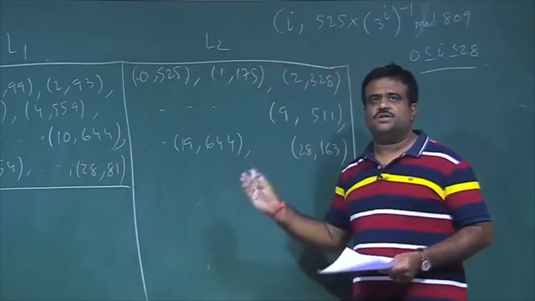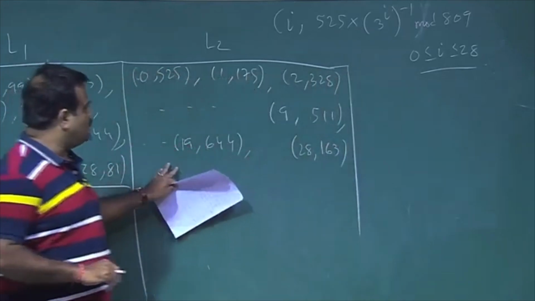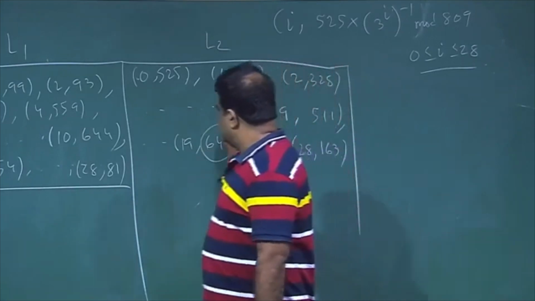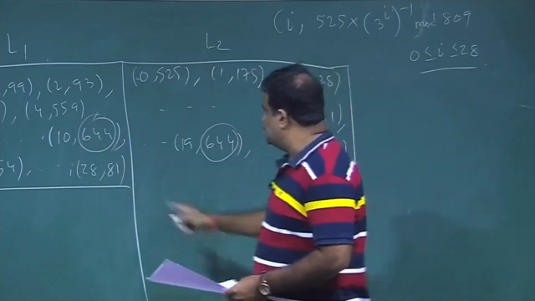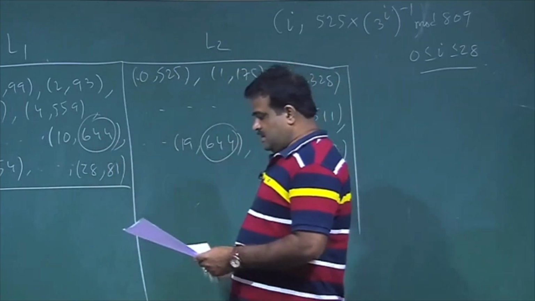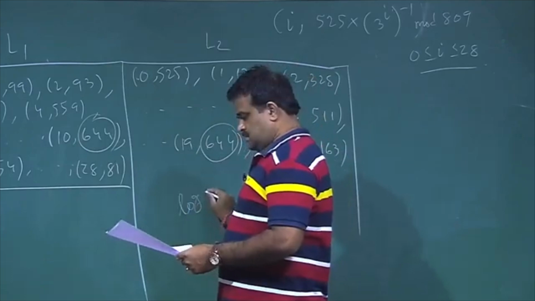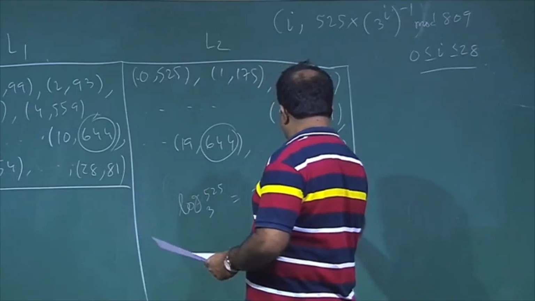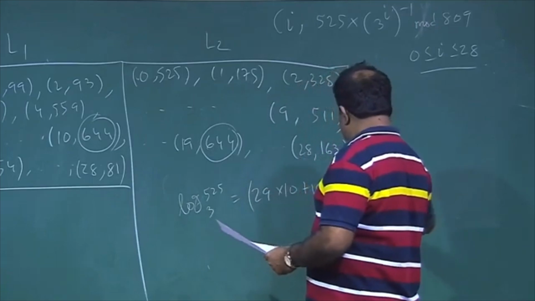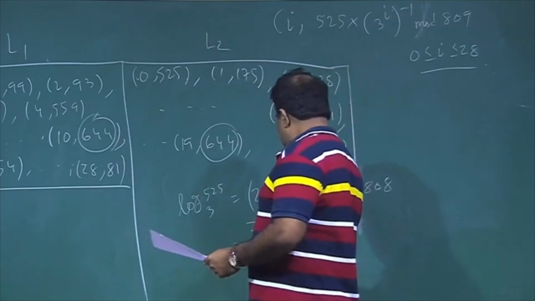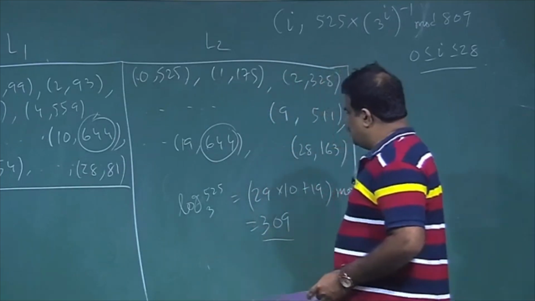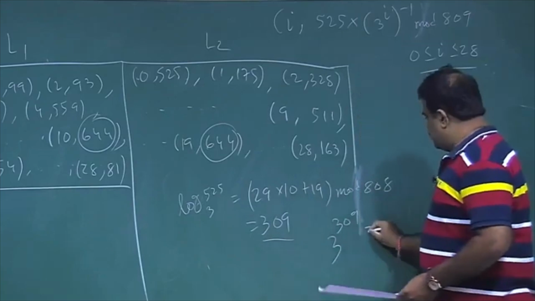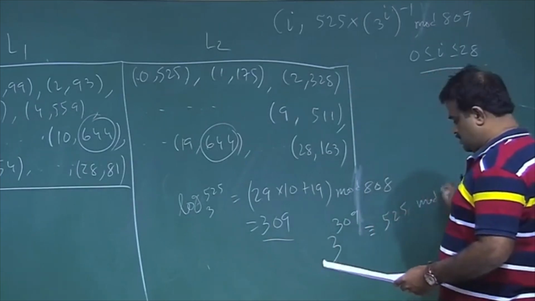These two lists are sorted based on L1 and L2. Among these two lists, we try to match the endpoint. This is the matching one, and this is our y. If this is our y, then this is our corresponding j, and this is our i. Hence we get log of 525 base 3 is basically 29 into 10 plus 19 mod 808, which is basically 309. So this is the result we are looking for. We can verify this by calculating that 3 to the power 309 is congruent to 525 mod 809.